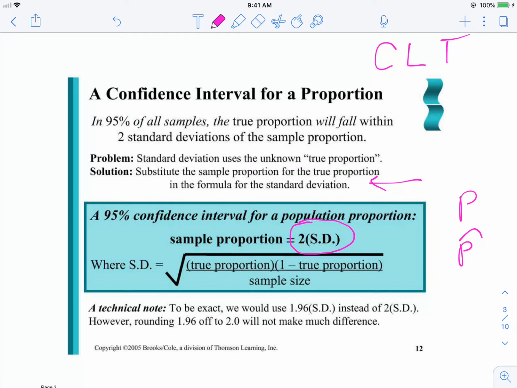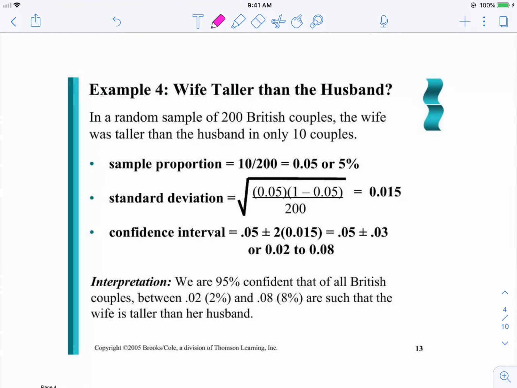Now there's a little technical note here at the bottom. We use 2 standard deviations, but technically if you were to look at the z-scores, 1.96 standard deviations would give you 95% confidence. You have 95% in between, but 1.96 is close enough to 2, and it just makes it so much easier if we just multiply by 2 instead of 1.96. But in the future, you might see 1.96 instead of 2 if you're calculating a confidence interval in a future course. So let's take a look at a few examples here.